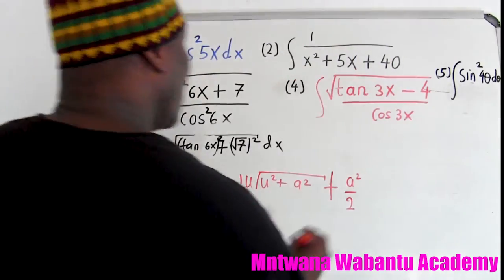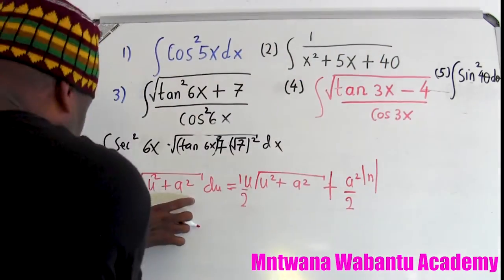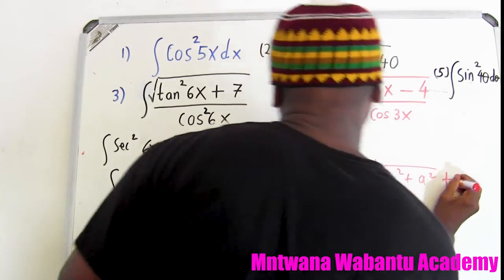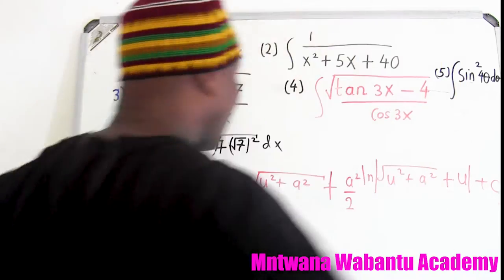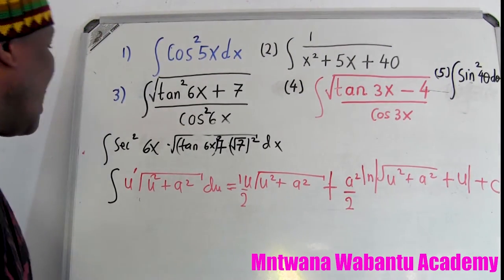And then you say ln, write your absolute value, and write exactly again, u square plus a square, and do not forget a plus, u plus only u with no square, plus c. You see what I'm saying? So what we're going to do is plug this stuff in. So let's plug it in.